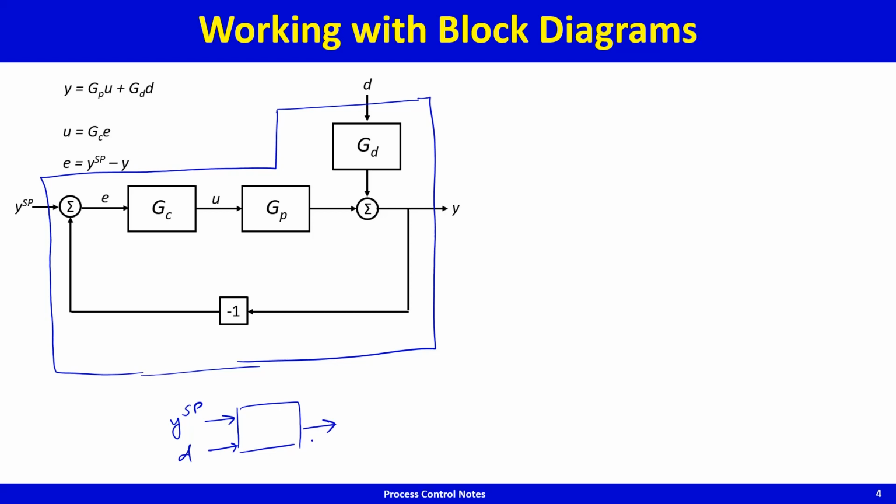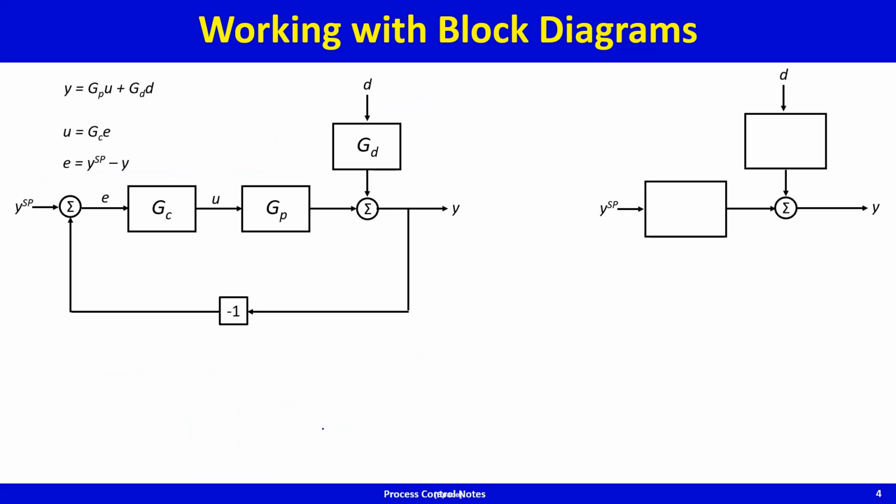So now obviously Y will get influenced by Y set point, Y will also get influenced by D, and what I want are transfer functions that relate the time evolution of Y with respect to changes in the set point, and the time evolution of Y with respect to changes in the disturbance. That's what I want. So essentially what I'm looking for is an equivalent block diagram with D and Y set point as inputs to it. What goes in here? That's what I'm looking for.